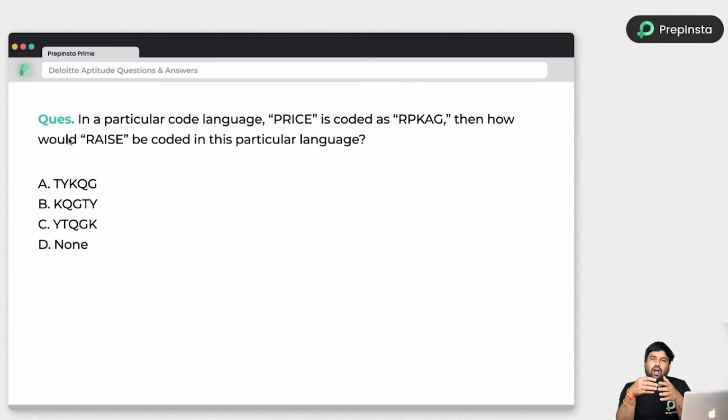So how our prime students will do in the exam, I will tell you. R, immediately they will think 18. 18 plus 2 is 20. 20 is nothing but T. T is nothing but A. Answer got cancelled. So only we are left with two options, either none or option A.